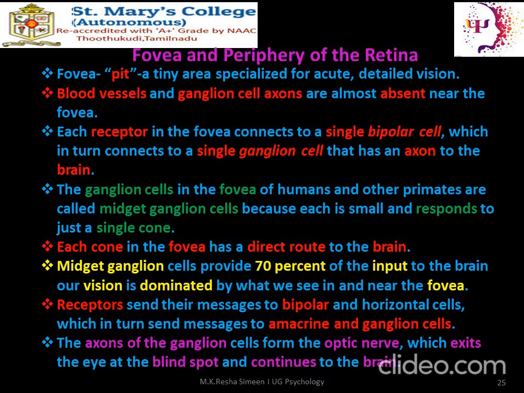Receptors send a message to bipolar and horizontal cells, which in turn send messages to amacrine and ganglion cells. The axons of ganglion cells form the optic nerve, which exits the eye at the blind spot and continues to the brain.